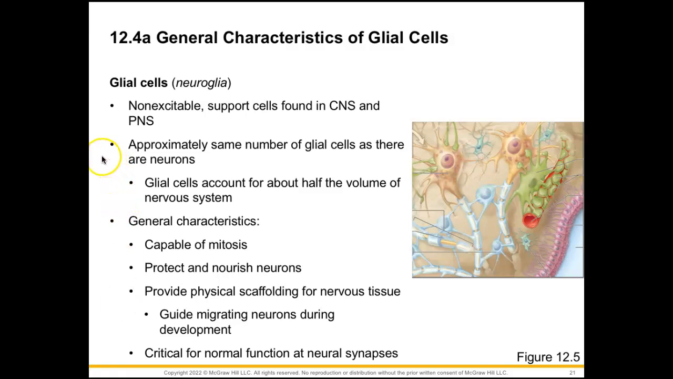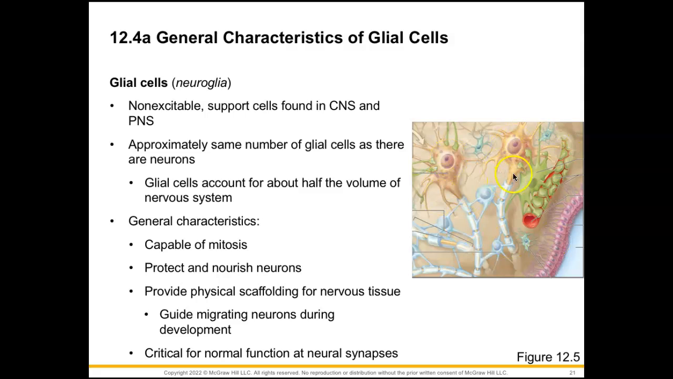So before we go into that, I want to quickly mention that approximately the same number of glial cells are going to be found as there are neurons. So our glial cells will account for about half of the volume of our nervous system. But one thing I wanted to make clear too is that glial cells are going to far outnumber the neurons. So that's why I like the celebrity and her entourage idea, because we have so many people within the entourage that are supporting the celebrity, and that's what's going on here.